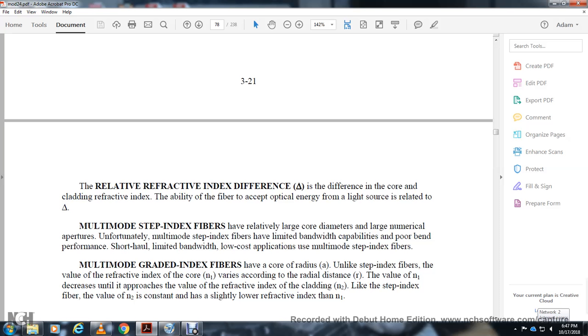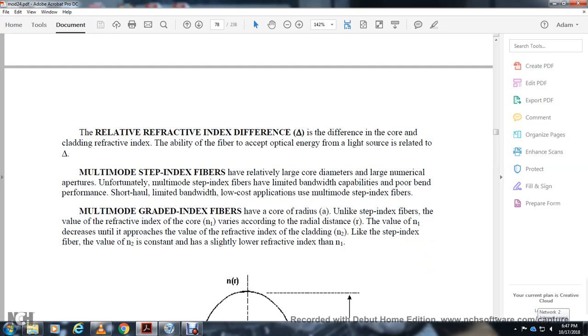Multimode step index fibers have a relatively large core diameter and large numerical aperture. Unfortunately, multimode step index fibers have limited bandwidth capabilities and performance. Because of the limited bandwidth, applications of multimode step index fibers are restricted to short distances.